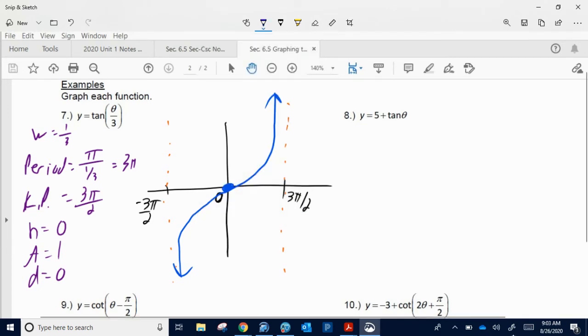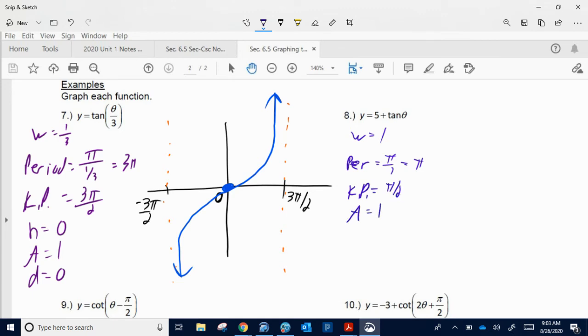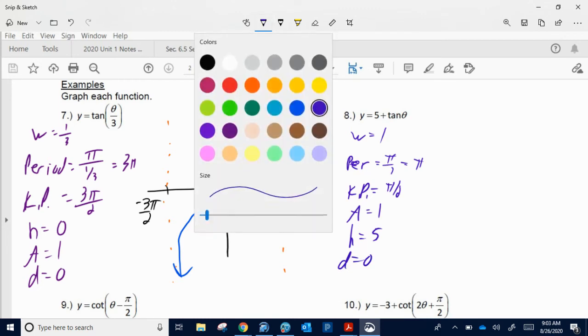Our next one, w value is 1. That means the period is pi over 1, which equals pi. The key points are the period of pi divided by 2. We have an amplitude of 1. This 5 now is being added, just like on sine and cosine problems. Numbers added around is the vertical shift. Phase shift, there's nothing with the variable. It's going to be a 0.